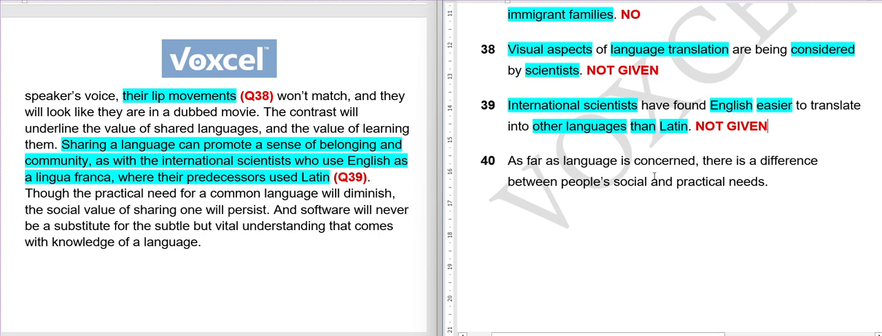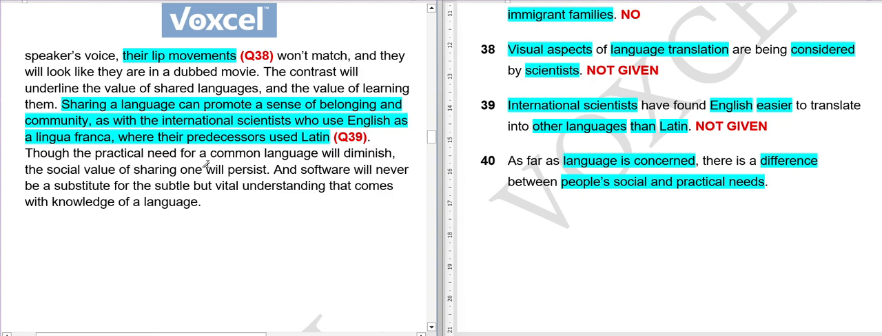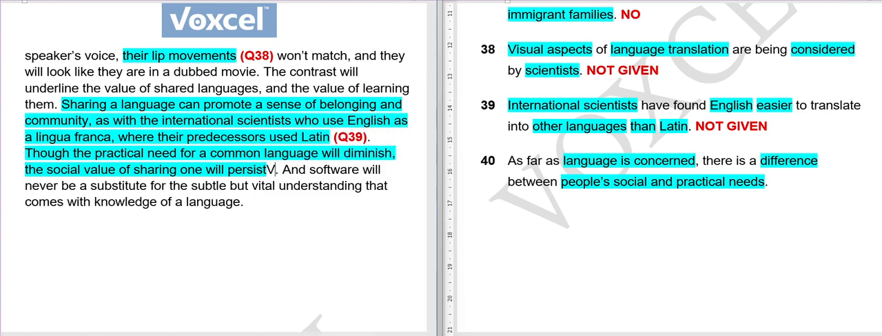Last question. As far as language is concerned, there is a difference between people's social and practical needs. So there is some difference between people's social needs and their practical needs, on a social level and on a practical level, when we talk about language or use of language. We have already read it here, we will read it again. Though the practical need for a common language will diminish, the social value of sharing one will persist. So there is something about practical need and something about social value. And software will never be a substitute for the subtle but vital understanding that comes with knowledge of language. So our location should be from here to here. You have some time for this until I mark the location and write the question number here. And your time starts now.